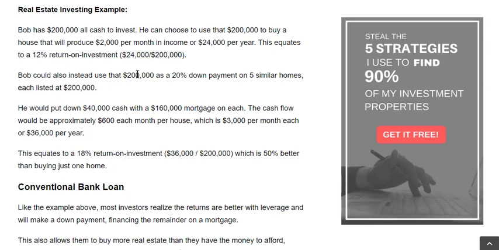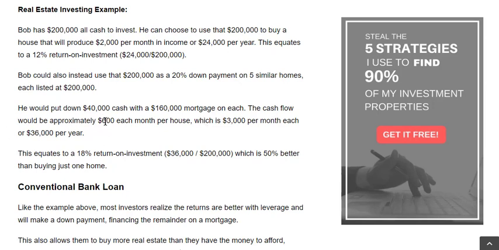Now, let's say we split that $200,000 up and we started making 20% down payments on 5 similar homes that are each listed at $200,000. So now we're going to put down about $40,000 cash on each property, and we're taking out a $160,000 mortgage on each property. All right, so the cash flow is going to be roughly $600 a month per house. And that's going to be about $3,000 per month in total when you add it up to about the 5 total houses, which is going to be about $36,000 a year.